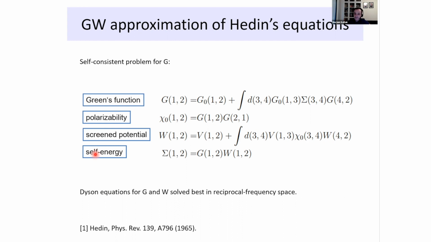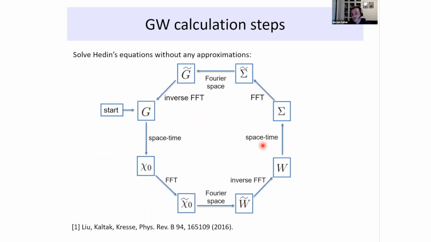Now, in principle, these equations should be solved again self-consistently. And the best way to deal with this is to get rid of these integrals here. That usually is done by transforming these objects from space-time into reciprocal space and frequency. Then you get rid of these integrals in these 2 Dyson equations. And you end up with something that looks like this computational scheme that we have recently implemented in VASP.